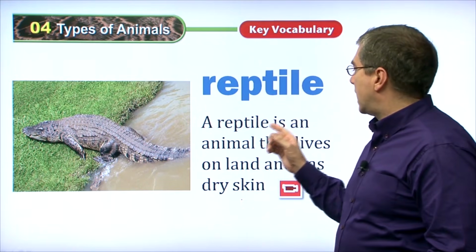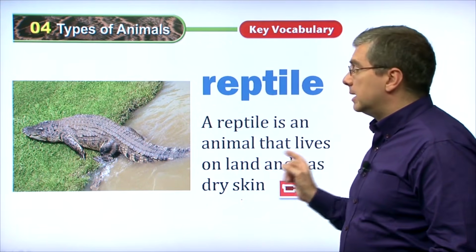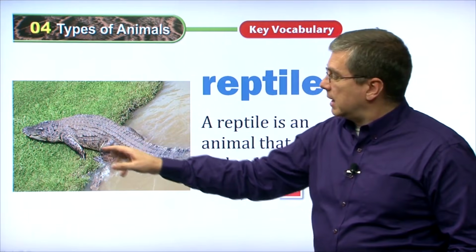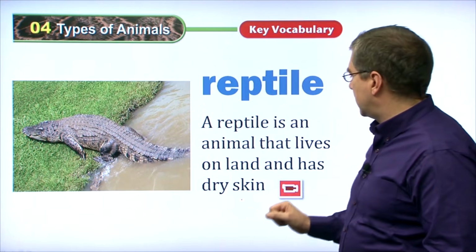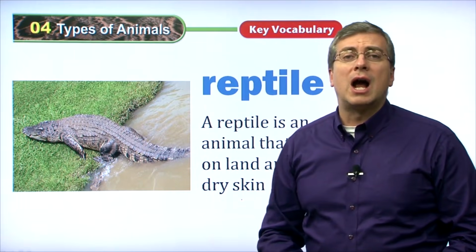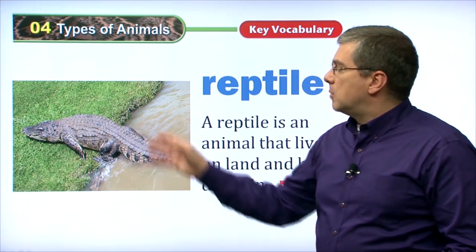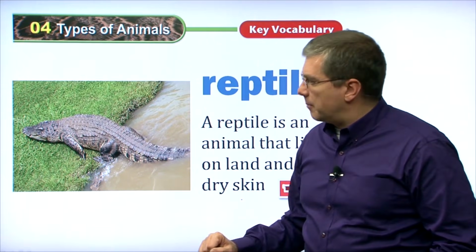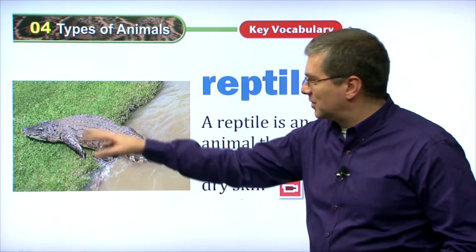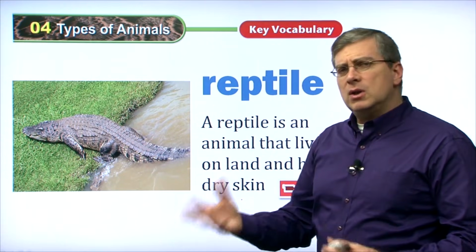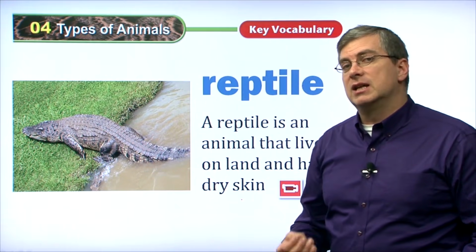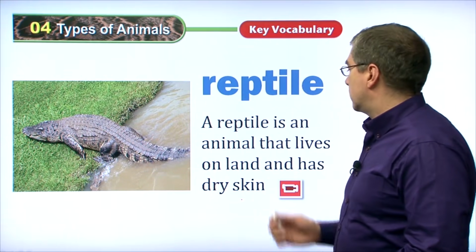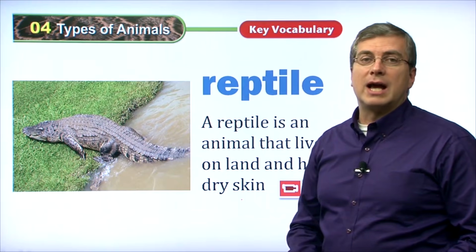Here we have a reptile is an animal that lives on land. It lives on land. It can go in the water as this alligator does, but it lives on land normally, and it has dry skin. If you think of most reptiles, well, this guy just took a bath, right? He's just coming out of the water, so his skin is wet right now. But if you look at most reptiles, like lizards or snakes, their skin is dry, okay? So they live on land and they have dry skin.